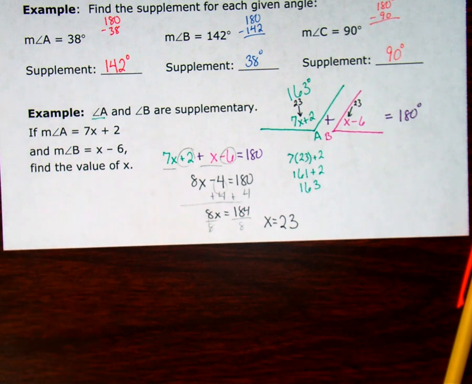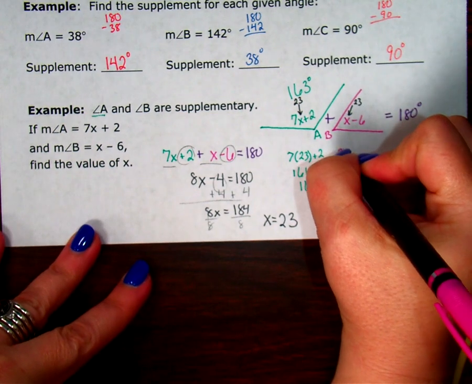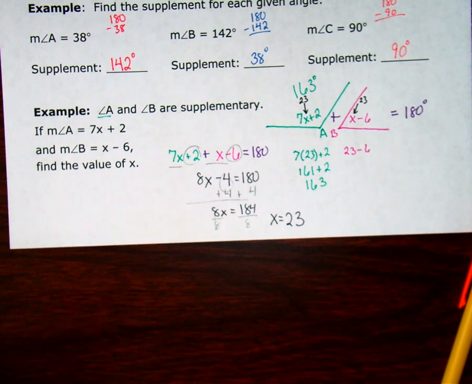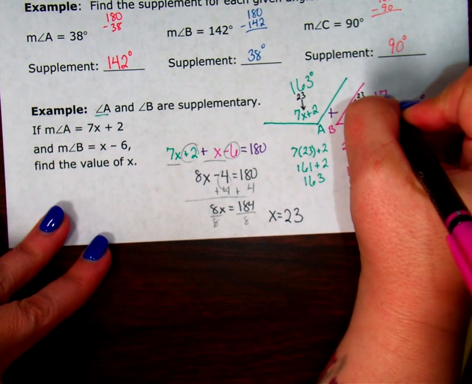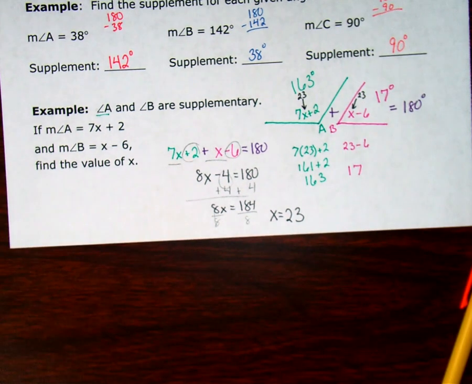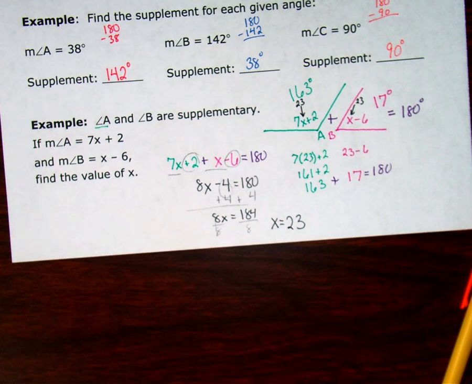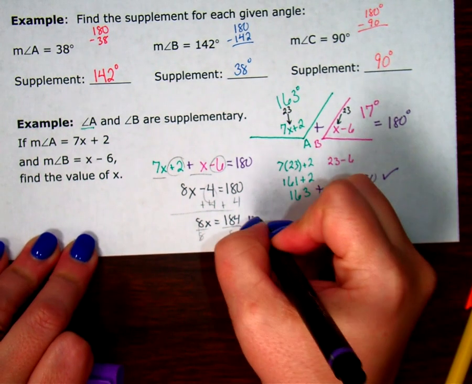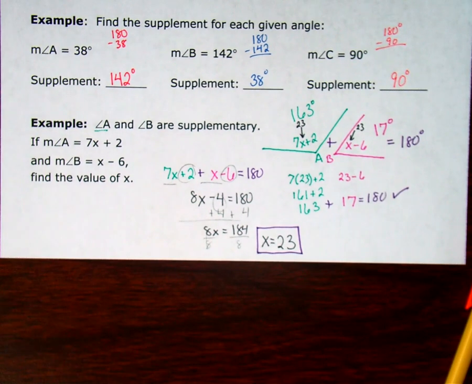Let's check the pink angle. For my pink angle, I'm going to have 23 minus 6. So 23 minus 6 is 17 degrees. So this angle is 17 degrees. So then you can just check, does 163 plus 17 equal 180? 163 plus 17 sure does equal 180. So I feel confident that I can put a box around this x because that is my correct answer.